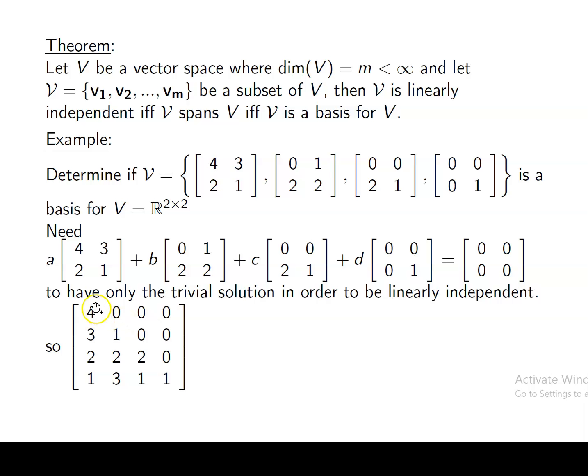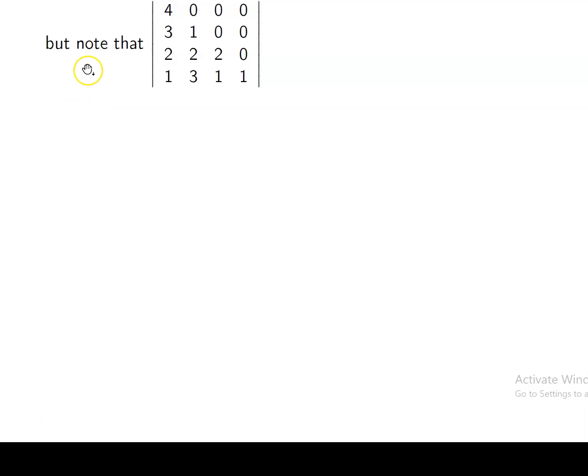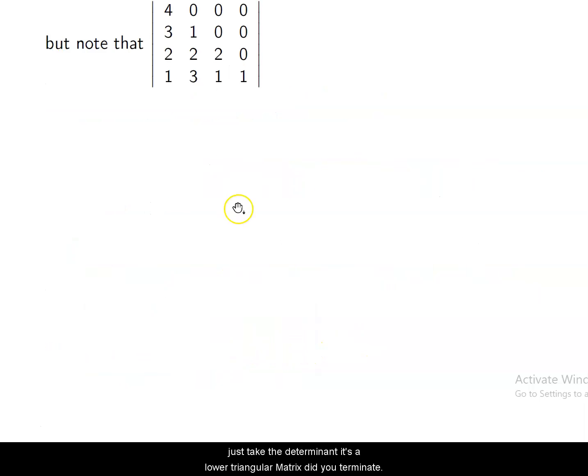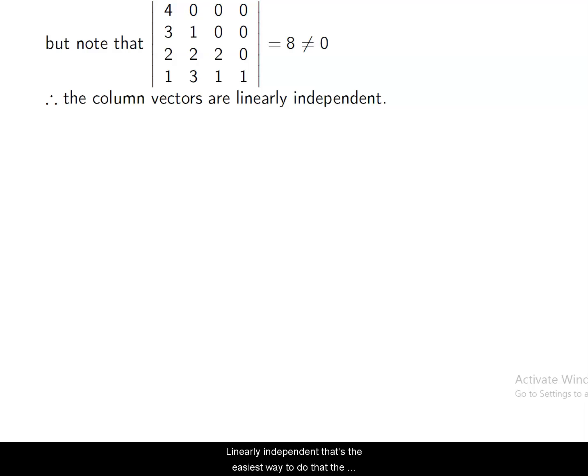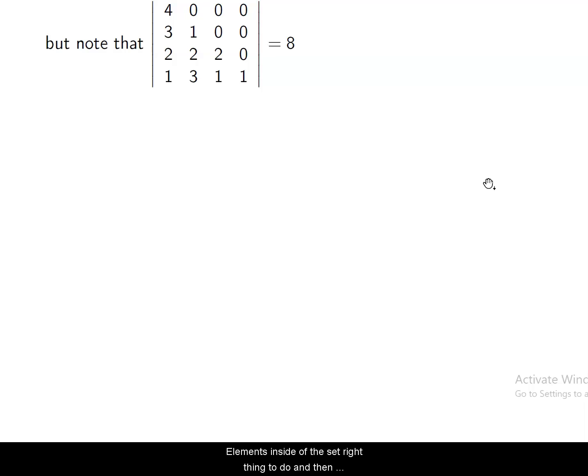So I have this now 4x4 matrix, and I would like to make sure that it's linearly independent. I have a square matrix, and I'm looking for linear independence. The easiest way to do that is to take a determinant instead of setting up this matrix equation and doing REF. It's a lower triangular matrix. The determinant is 8. It's not 0, so it's linearly independent. The column vectors are linearly independent. These column vectors are these elements inside of this set, right? That's the easiest thing to do.